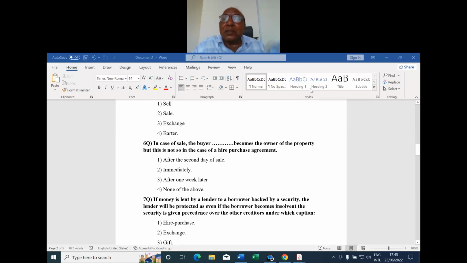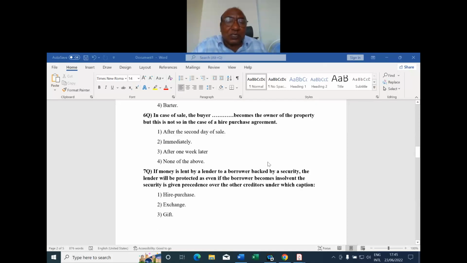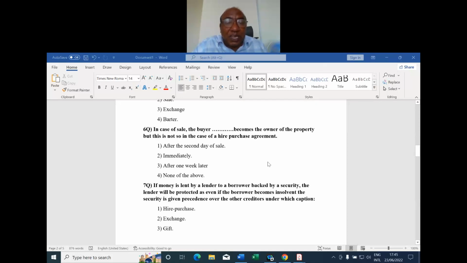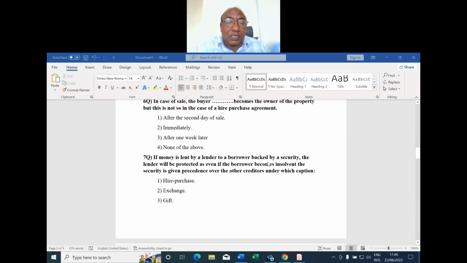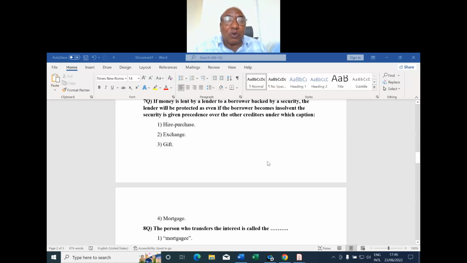Okay, now next question. Seventh question. If money is lent by a lender to a borrower backed by a security, the lender will be protected even if the borrower becomes insolvent. The security is given precedence over the other creditors under which caption? Number 1, hire purchase. Number 2, exchange. Number 3, gift. Number 4, mortgage.